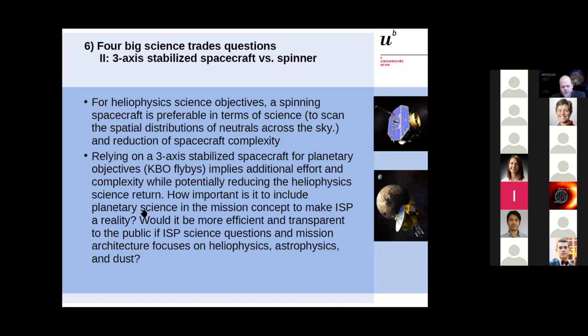So here, just one question from our group. Again, that's one of those discussion questions. We understand that if we want to do KBO flybys and stuff, we need 3-axis stabilization. But the general question is, how important is it to include planetary science in the mission concept to make Interstellar Probe a reality? We were wondering this because just based on the heliophysics baseline, if we say a spinner is good enough and everything else just adds complexity, we were just wondering, we don't have an answer here.